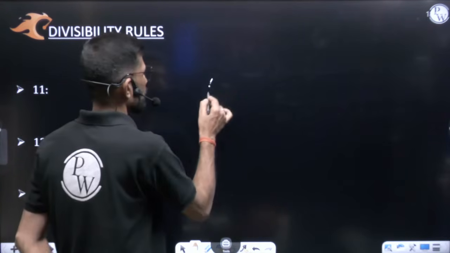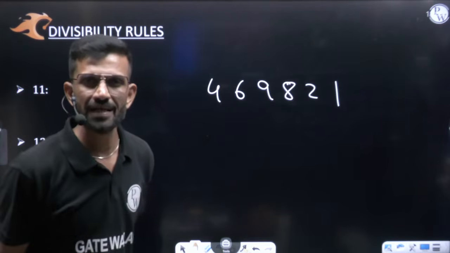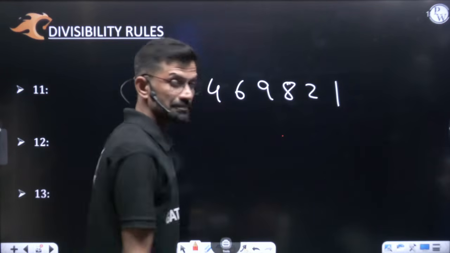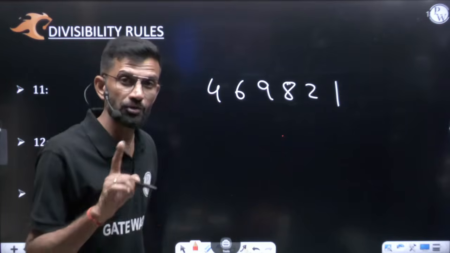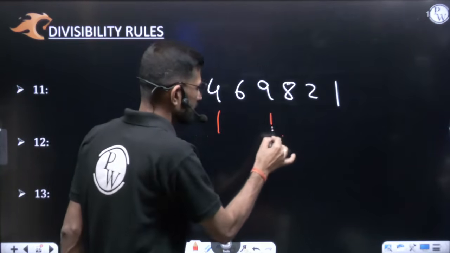Like for example, 4698821. Is this number divisible by 11 or not? You have to check. The 11 divisibility rule says the difference between the sum of odd place digits and even place digits. I am not talking about odd numbers. You take odd place digits: first place, third place, fifth place.